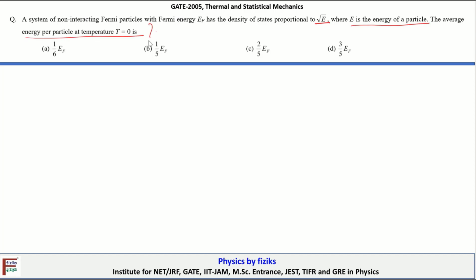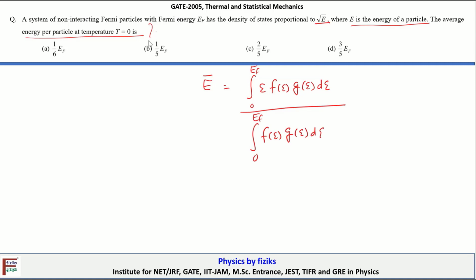Here we will apply the definition of the average energy. So the average energy is equal to the integral from 0 to EF of E, because we are talking about the average of energy, so energy comes into the picture here, times F of E, the probability distribution function, multiplied by the density of states G(E) dE, divided by the integral from 0 to EF of F of E, again the probability distribution function, multiplied by the density of states G(E) dE.